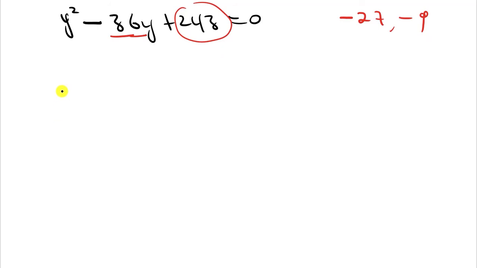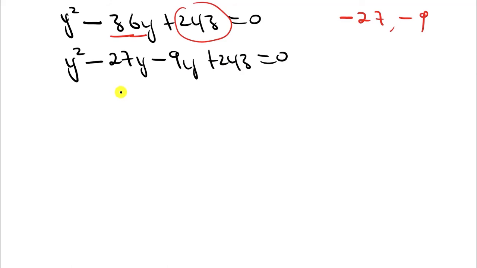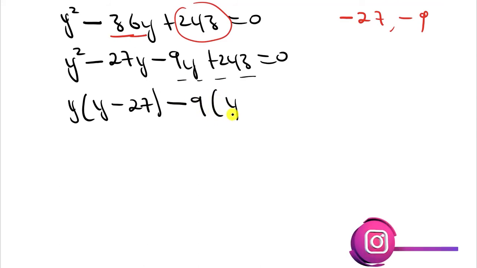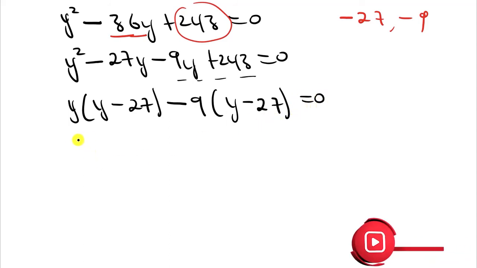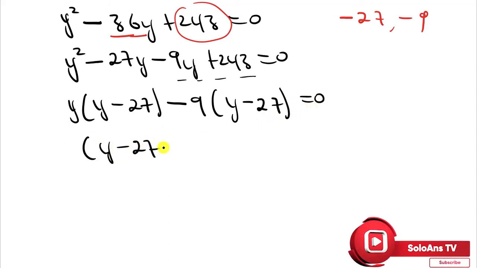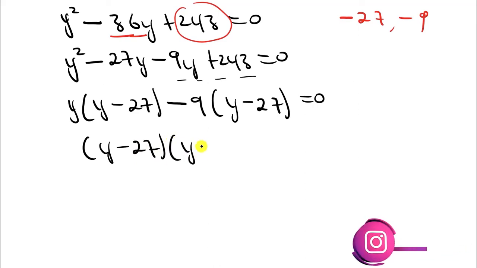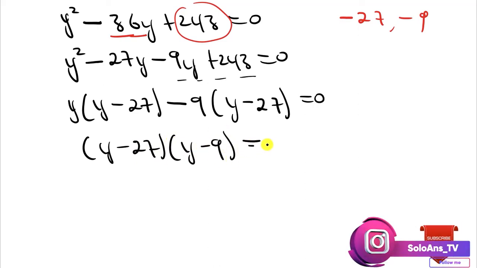We are now going to write y squared minus 27y minus 9y plus 243 being equal to 0. We take the first two and factorize. We have y being a common factor, so we get y minus 27. We take the last two, the common factor there is minus 9, so minus 9 times y minus 27, being equal to 0. In that case, we have y minus 27 being common, and again y minus 9. And this will be equal to 0.